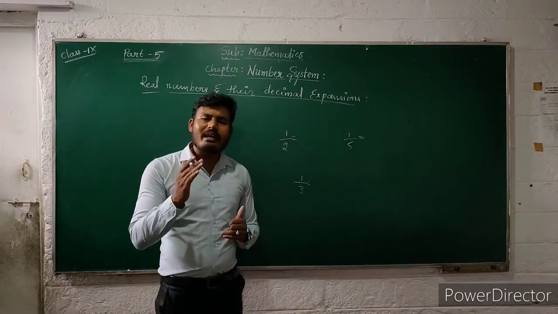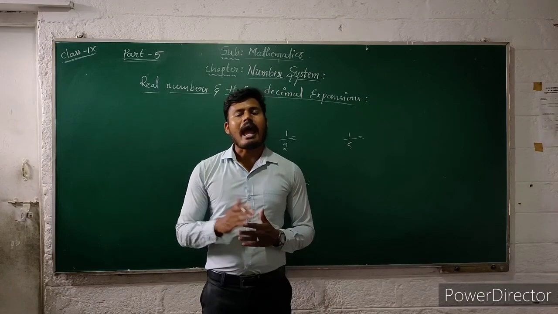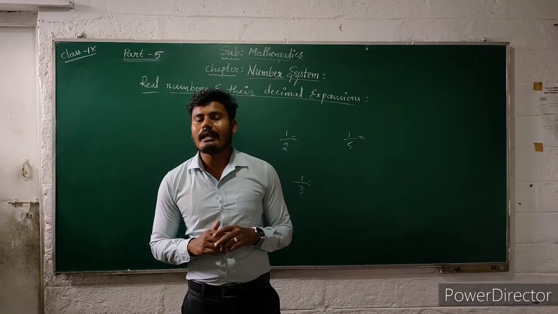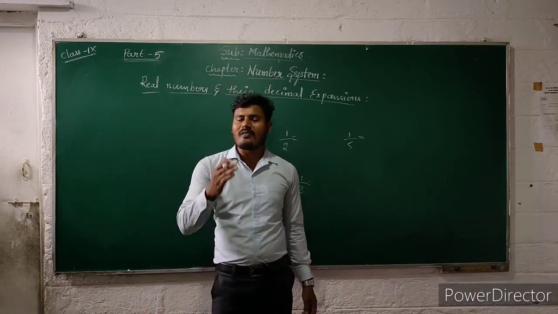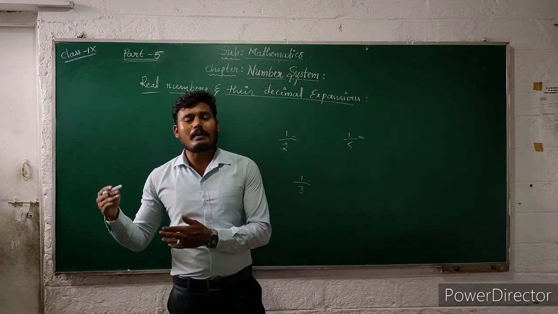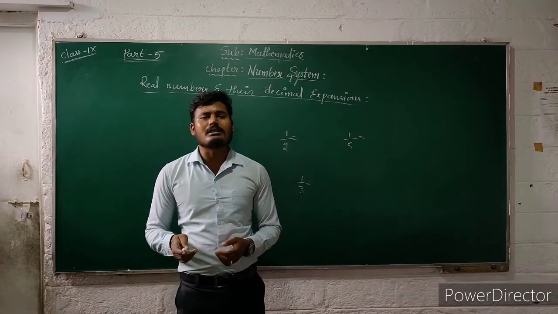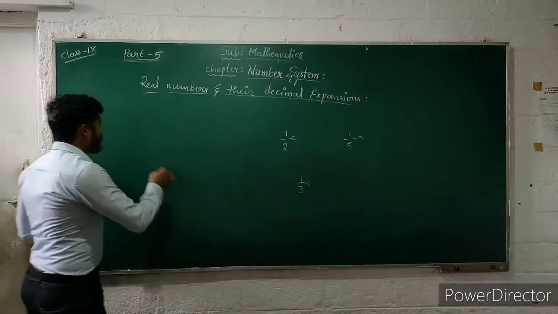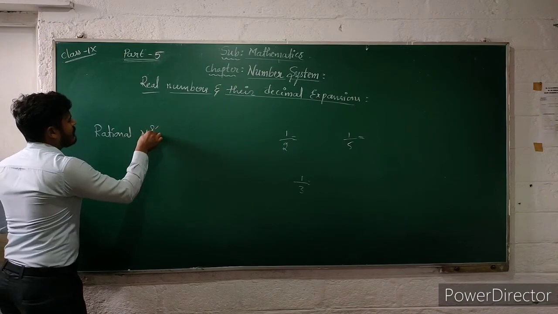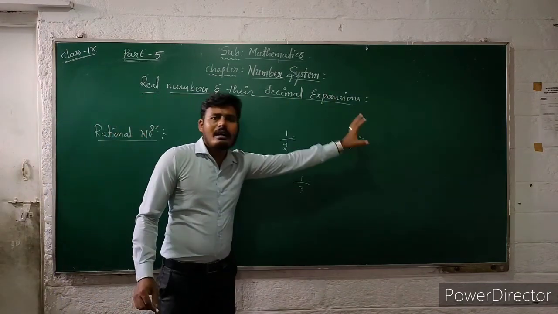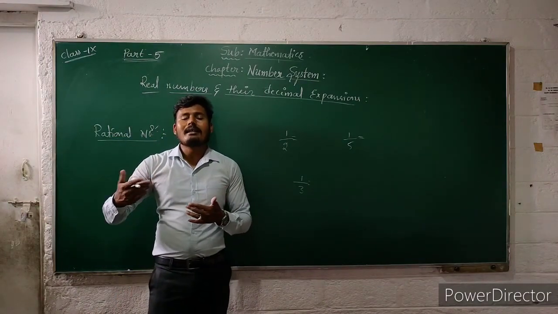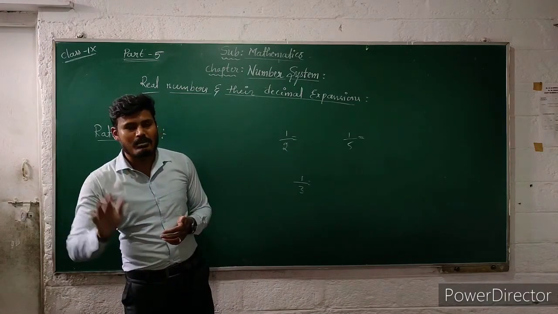Each and every rational number has some kind of decimal expansion. Then tell me how many kinds of decimal expansions there are, or how many varieties of decimal expansions belong to rational numbers. I will give you examples for rational numbers only, not irrational numbers. So how many kinds of decimal expansions are there in rational numbers?